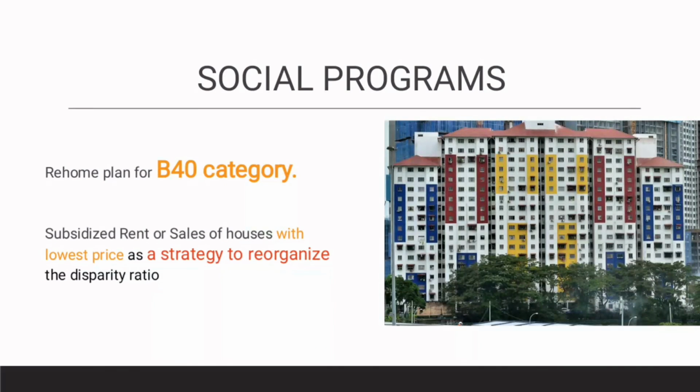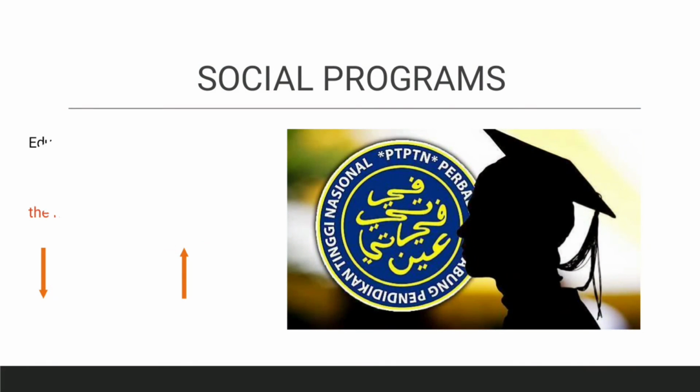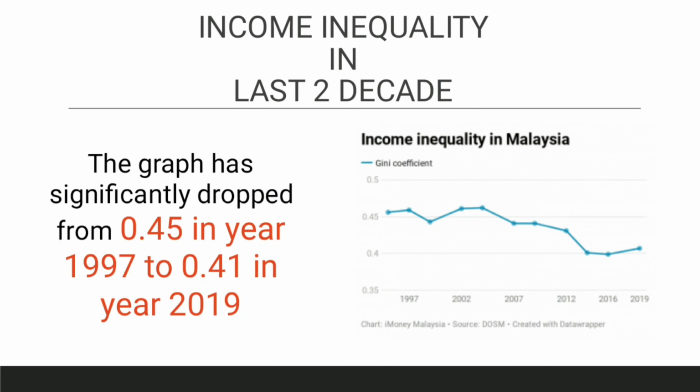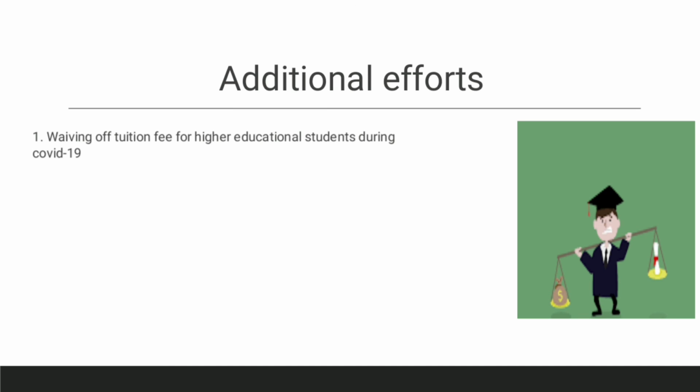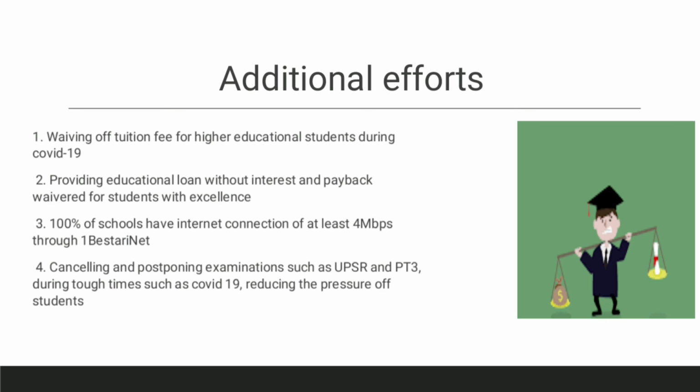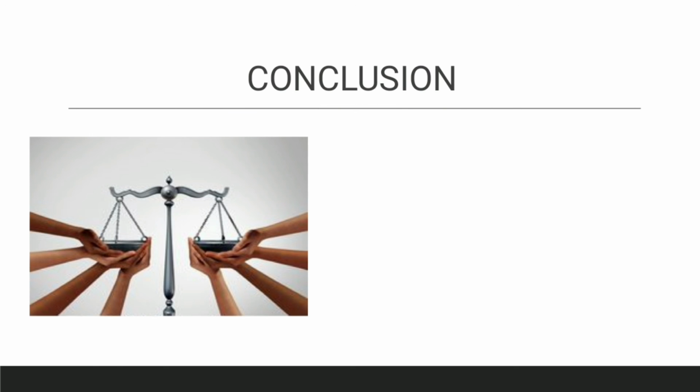Social programs such as the Rehome Plan for the B40 category offer subsidized rent or sale houses at the lowest price as a strategy to reduce the disparity ratio. Through social programs such as educational loans with the lowest interest rate, lower income people can afford higher education and improve financial education. In the last 2 decades, the gap has significantly dropped from 0.45 in 1997 to 0.41 in 2019. Additional efforts include waiving tuition fees for higher education students and providing educational loans without interest, 100% of schools having internet connection through 1BestariNet, and cancelling and postponing examinations such as UPSR and PT3 during tough times such as COVID-19. Those would be all the strategies to address the problem.